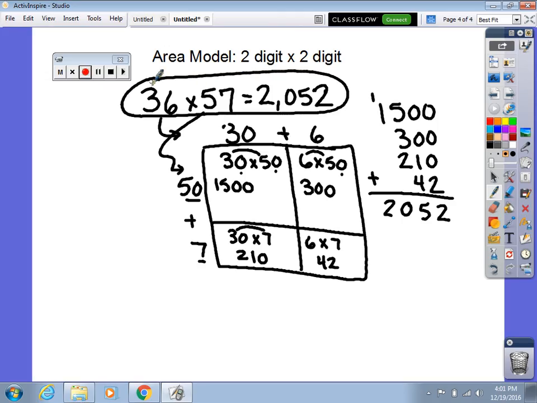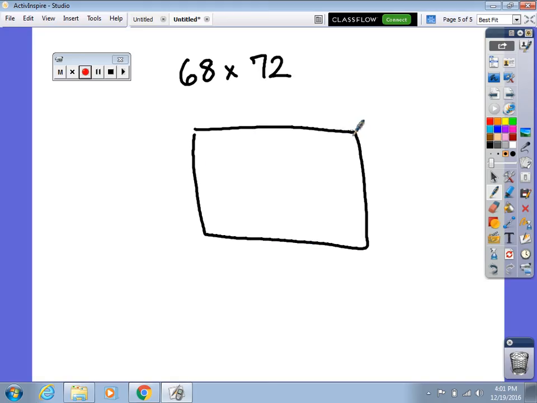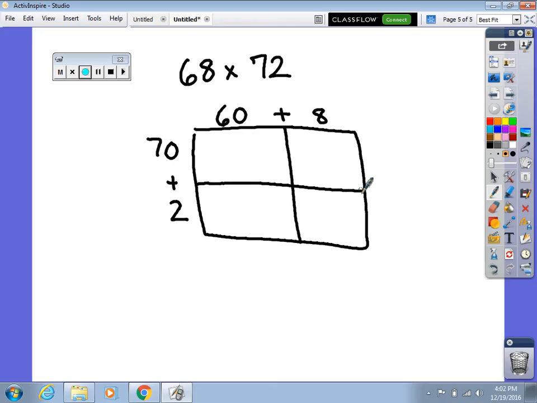Now in 4th grade, when it comes to multi-digit multiplication, we only do 2-digit by 2-digit numbers. So just one more example so that hopefully this helps. And you can see it one more time. Let's try 68 times 72. Okay. So again, I draw a large enough rectangle that I can write neatly in the boxes. I take 68 and I write it in expanded form as 60 plus 8. I draw my line. Then I take 72, 70 plus 2, and I draw my line.